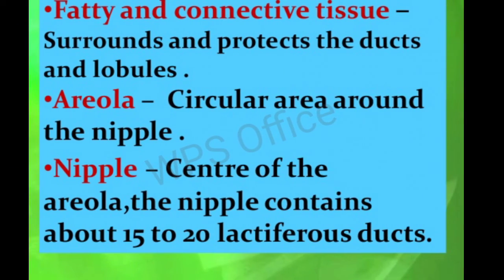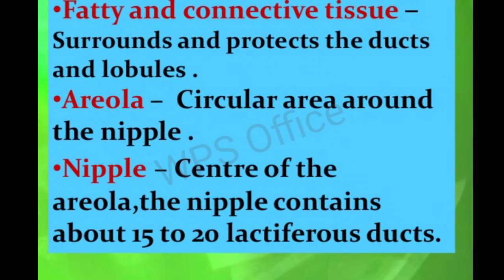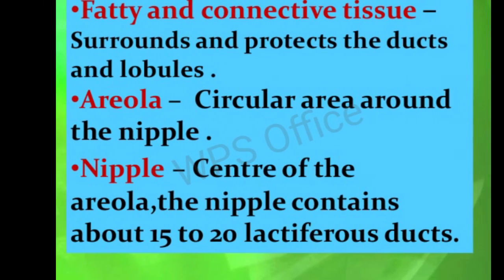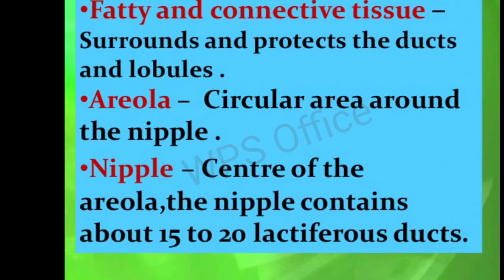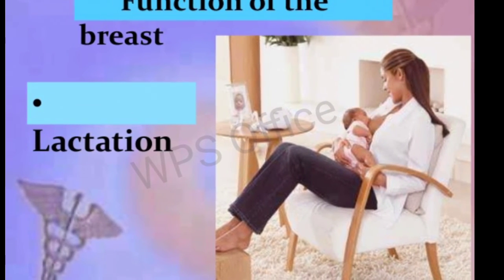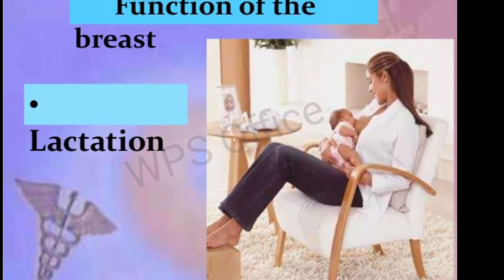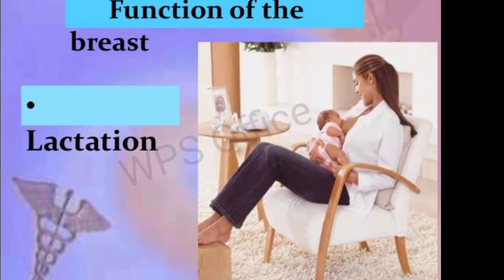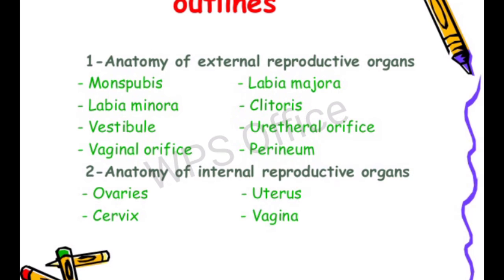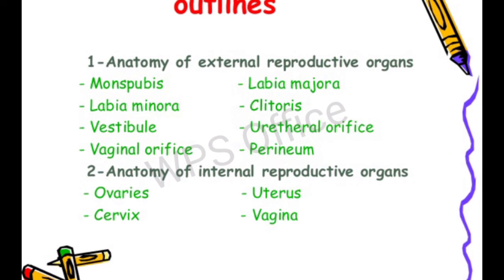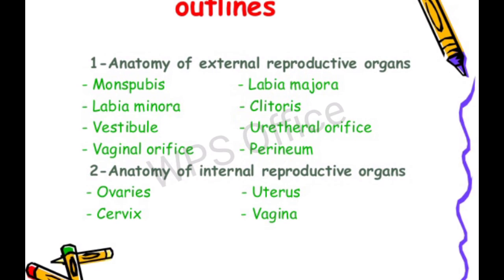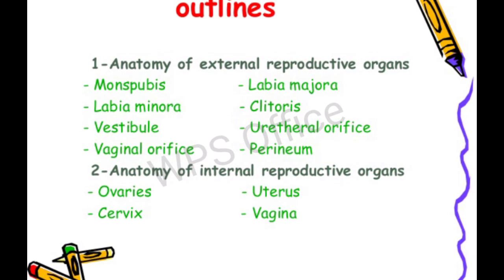Then the areola is a circular area around the nipple. The nipple is the center of the areola and contains about 15 to 20 lactiferous ducts. The function of the breast, we know, is mainly lactation. So this is all about the internal and external genitalia and the accessory reproductive organ, that is the breast.